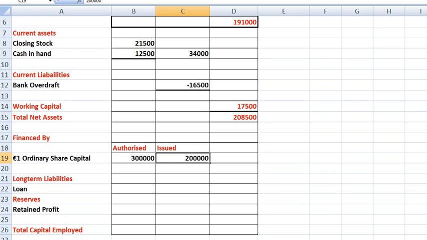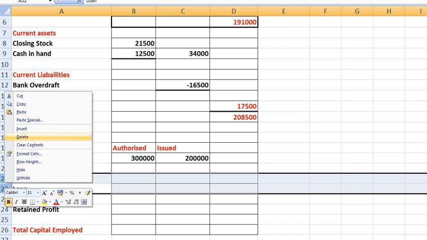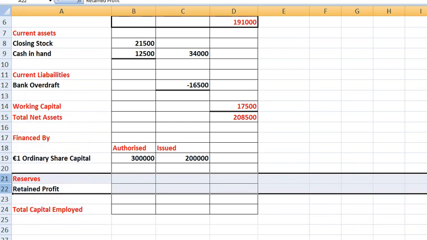This business, or some businesses, may have long-term loans or long-term liabilities. Debts that they pay off over a time period greater than a year, might be 5 years, 10 years, 20 years. And they would be included here. And they would be added to the issued share capital. Because a loan is also capital invested into the business. Some people think with a loan you have to take it away. But no, it is capital invested in the business and needs to be added on. This company has no loans, so we take that away, out of there.